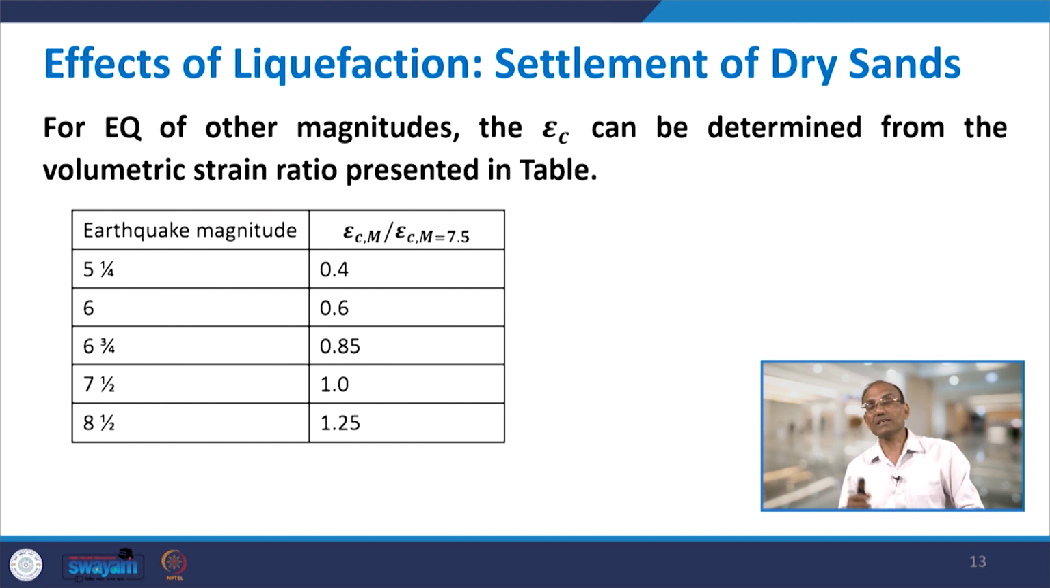Now, these figures were for a 7.5 magnitude earthquake. If you want to calculate the volumetric strain for other magnitudes of earthquake, then the values which you obtain from this figure need to be multiplied by a factor. For a 7.5 magnitude earthquake, the factor will be 1, but for other magnitudes, for example for 6.75, it is 0.85 and so on. But if the magnitude is higher, then the factor will be more than 1. In between, as usual, you can do interpolation to find the value of the volumetric strain.